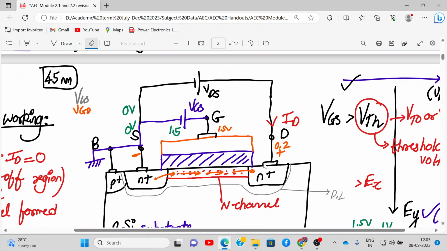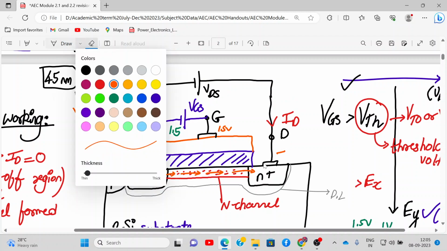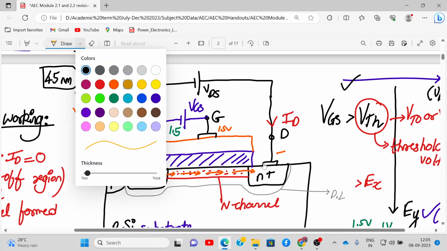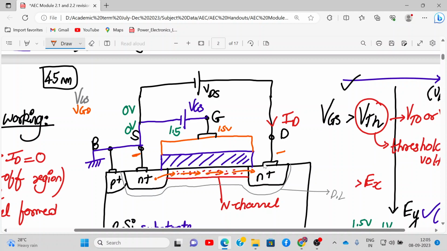Now instead of 0.2, we apply a higher voltage. VGS is the same. Now we apply a voltage of 1 volt, let's say. So the drain to source voltage is 1 volt. This is at 1 volt, this is at 0. Now tell me how much are VGS and VGD? VGD is 0.5, and VGS is 1.5, right?